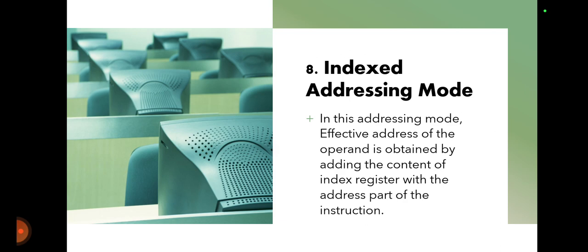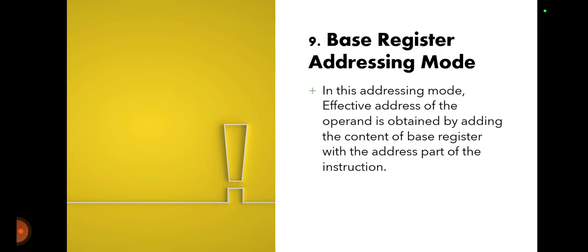Eighth one, indexed addressing mode. In this type of addressing mode, the effective address of the operand is obtained by adding the content of the index register with the address part. Ninth one, base register addressing mode. In this addressing mode, the effective address of the operand is obtained by adding the content of the base register with the address part of the instruction.